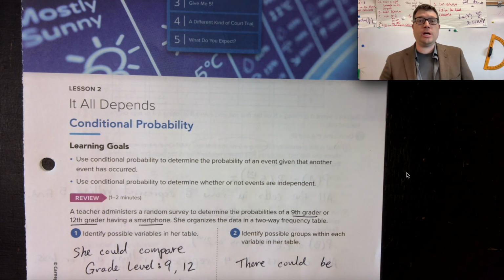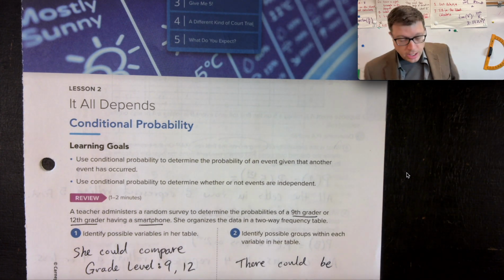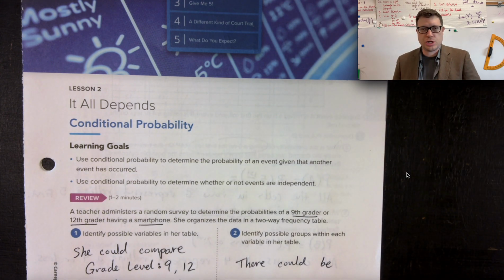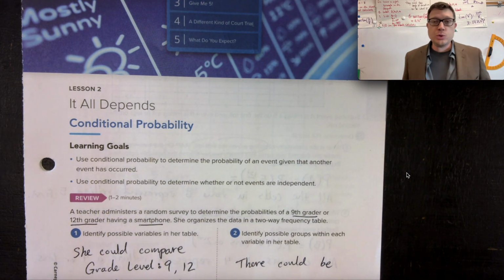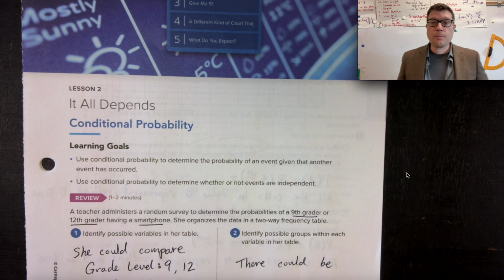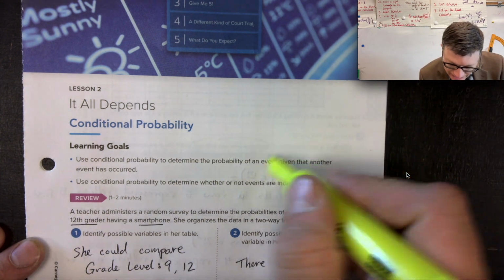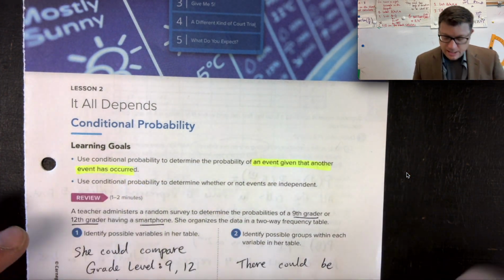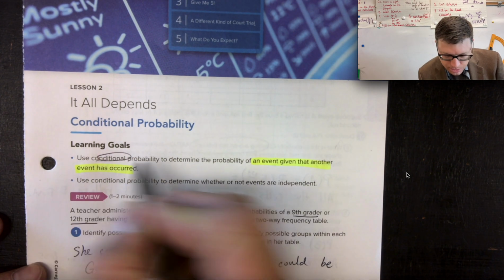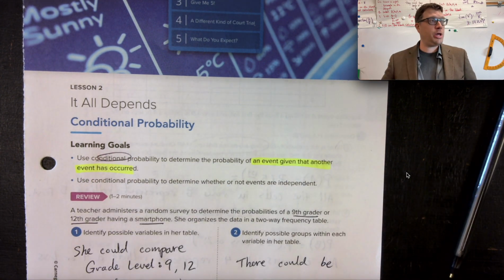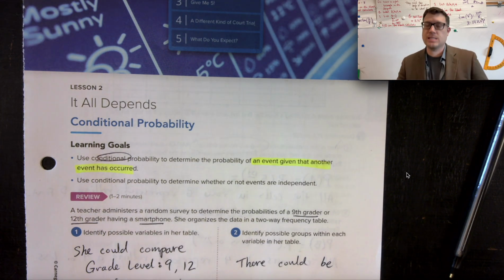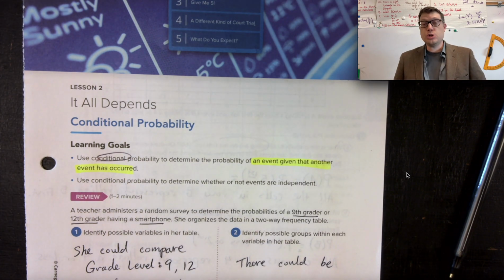So I have some highlighters in hand, have some stuff to write with, and let's make sure that the vocabulary and the intention of the next section of videos are all going to guide you towards better understanding. So use conditional probability to determine the probability of an event given that another event has occurred. That's what we mean by conditional. There is some sort of pre-existing thing that you need to have accomplished or studied in order for the next level of probability to occur.